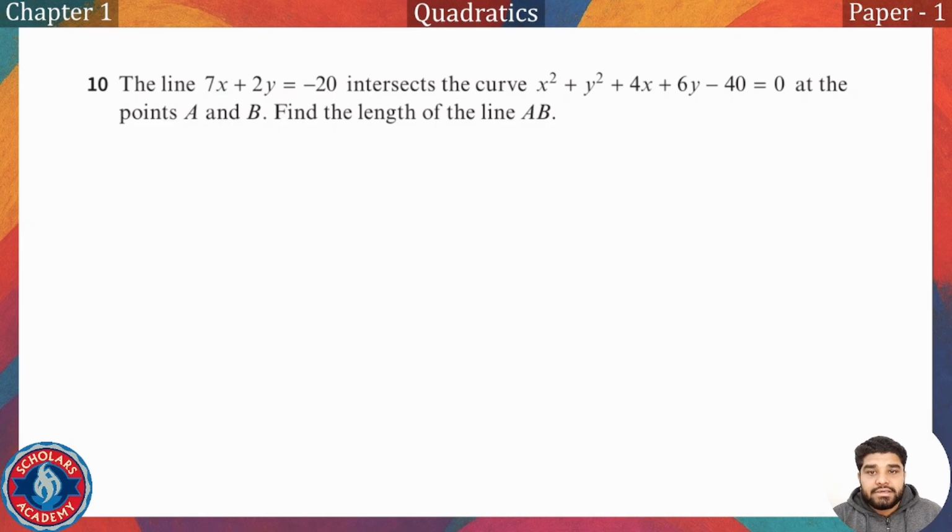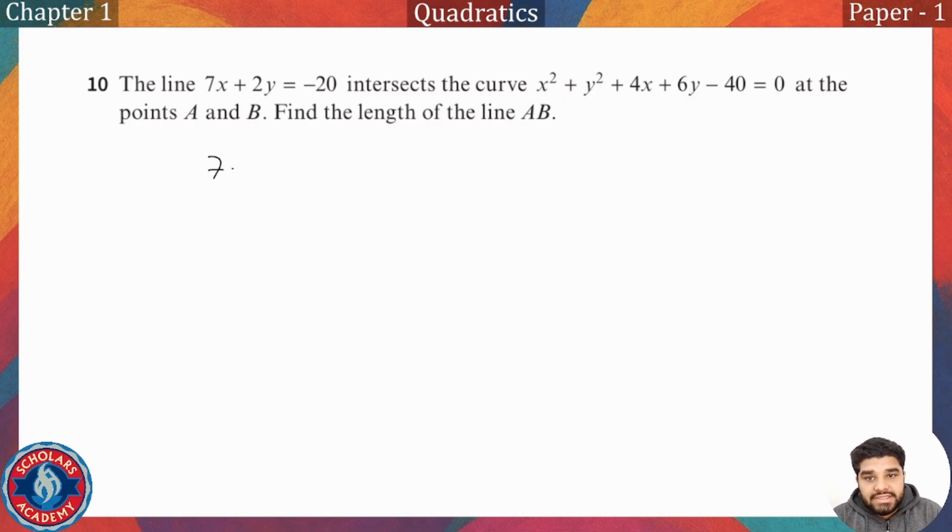Okay, question number 10. This question says the line 7x plus 2y is equal to negative 20 intersects the curve given over here at the points A and B. Find the length of line AB. So again we need to find the coordinates of A and B, and we need to calculate the distance between the two points A and B. Alright, let's start.